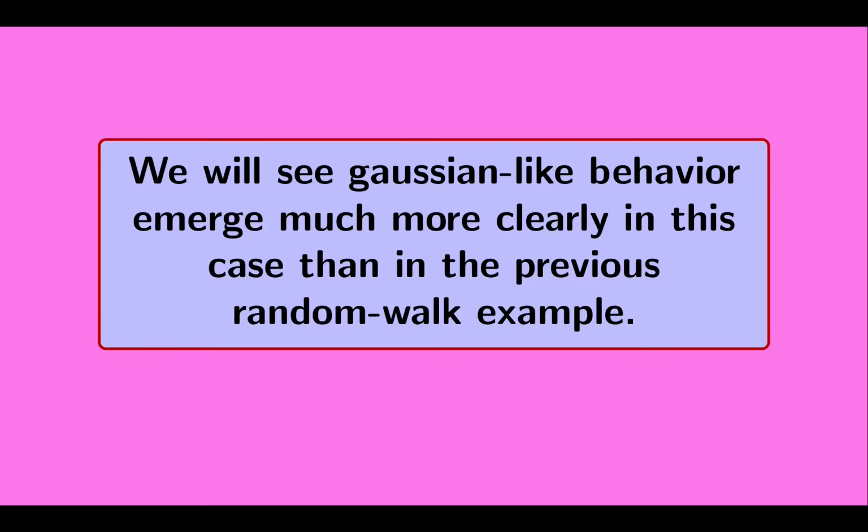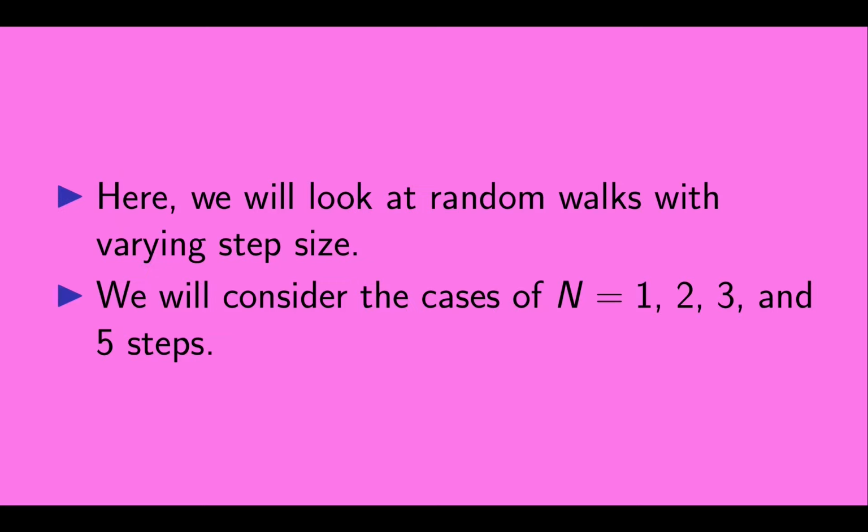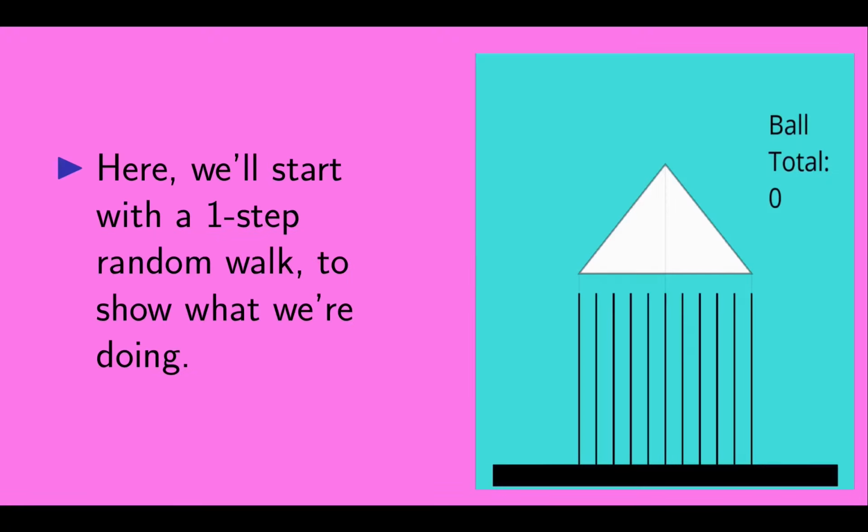We will see Gaussian-like behavior emerge much more clearly in this case than in the previous random walk example. Here, we'll look at random walks with varying step size. We'll consider the cases of n equals 1, 2, 3, and 5 steps. Okay, let's start with a one-step random walk. The one-step case is not very interesting, but it is useful to cover it to show what we're doing.